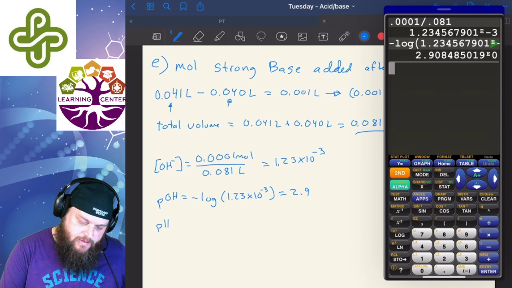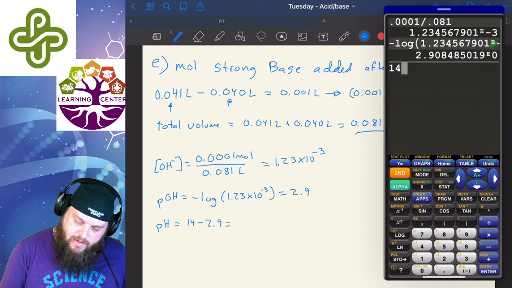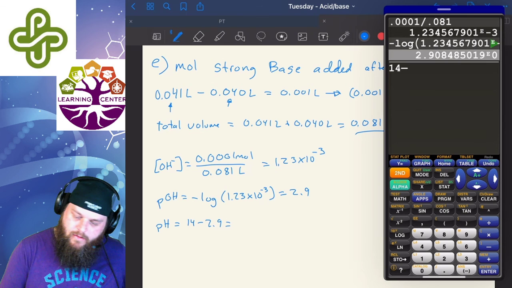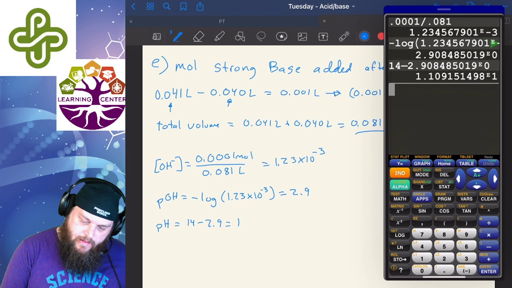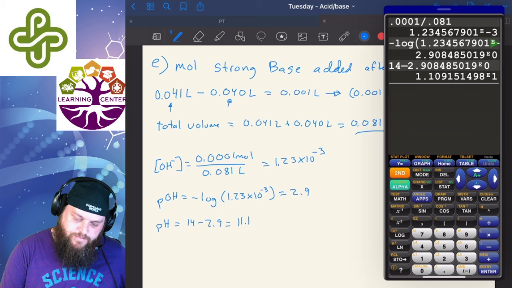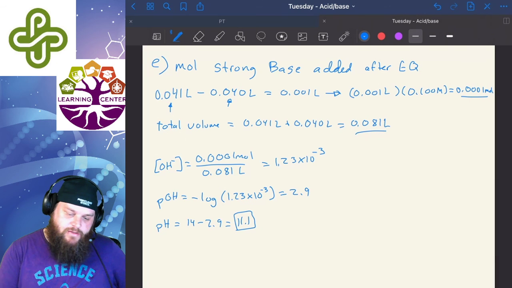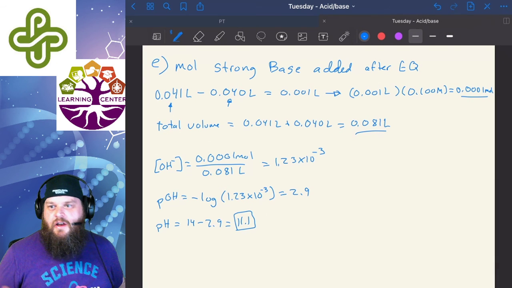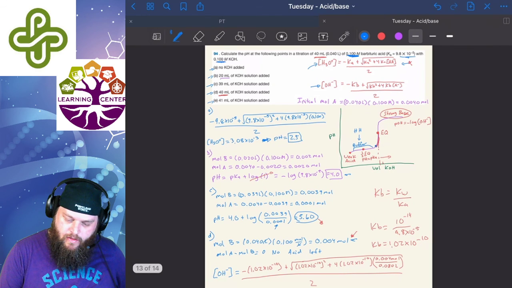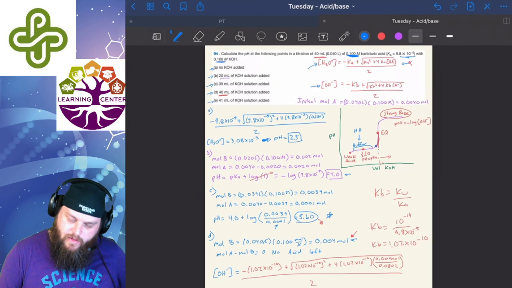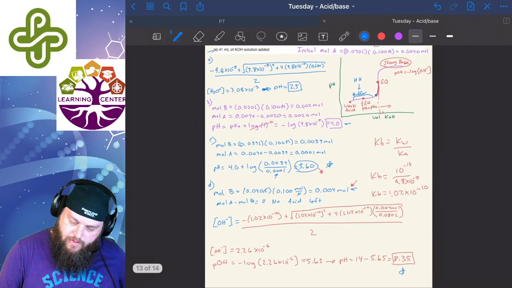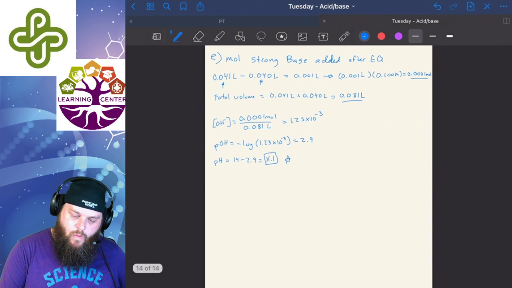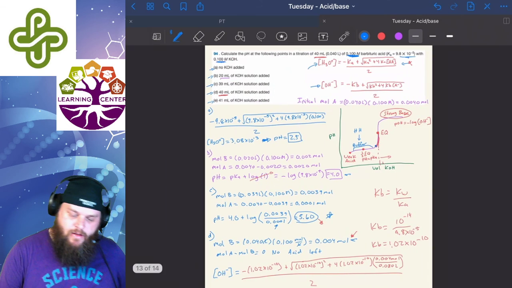So the pH is going to be equal to 14 minus 2.9, which is, oops, rounding errors are bad. Grab that value. That's going to be 11.1. And that is the pH after adding just 41 milliliters. So you see how much it shot up from 39 milliliters at 5.6 to reaching equivalence and going up to 8.35. And then 1 milliliter past that, it's at 11.7, or sorry, 11.1.